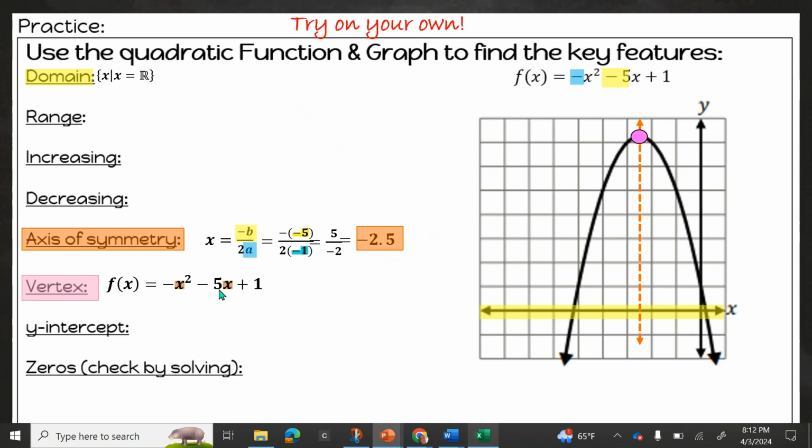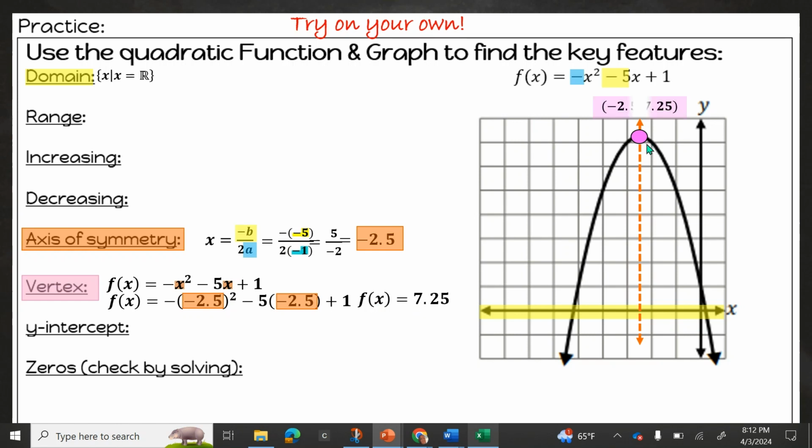We're going to plug it into our x in the equation that was given to us, in the function that was given to us, and evaluate it. Remember, we did this back in Module 2. So we can plug this all into the Desmos calculator. We're going to have a negative parentheses, negative 2.5 squared, minus 5 multiplied by negative 2.5 plus 1. And when we do that, we get f of x is equal to 7.25.